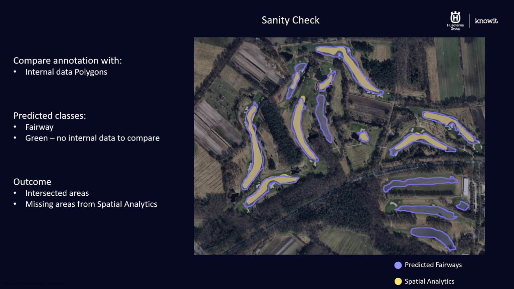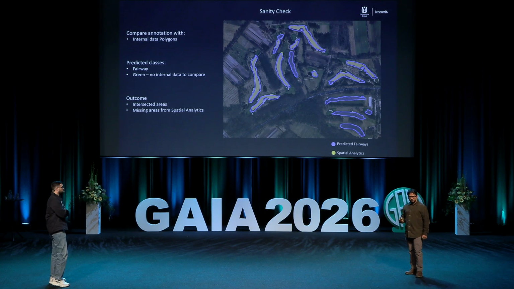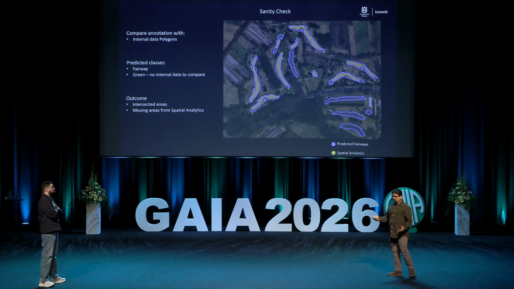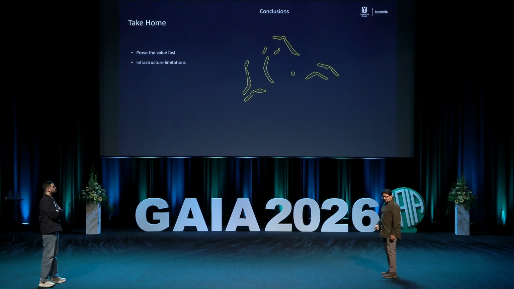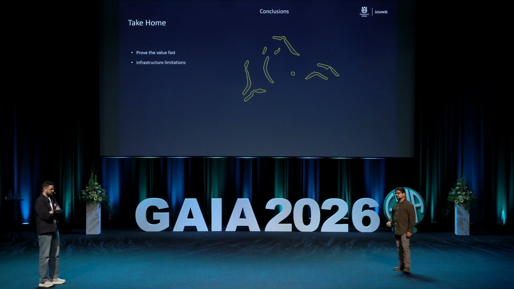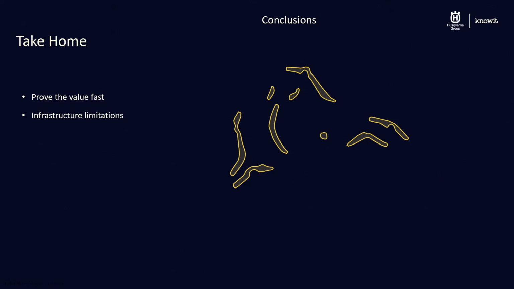Apart from this, the predictions and the internal IoT data pipeline become the backbone of a spatial analytics pipeline that is then used by other teams to really bring value to their areas. So in conclusion, from my side, during the course of the whole project, my take-home message is that we need to work on proving the value fast rather than making a model very accurate.